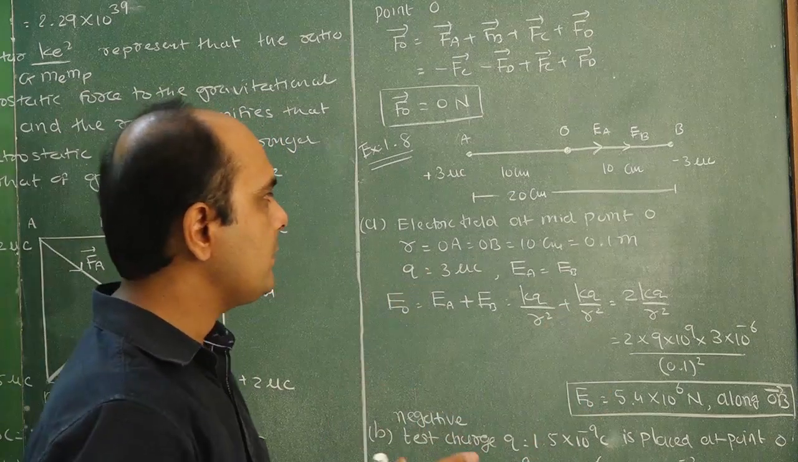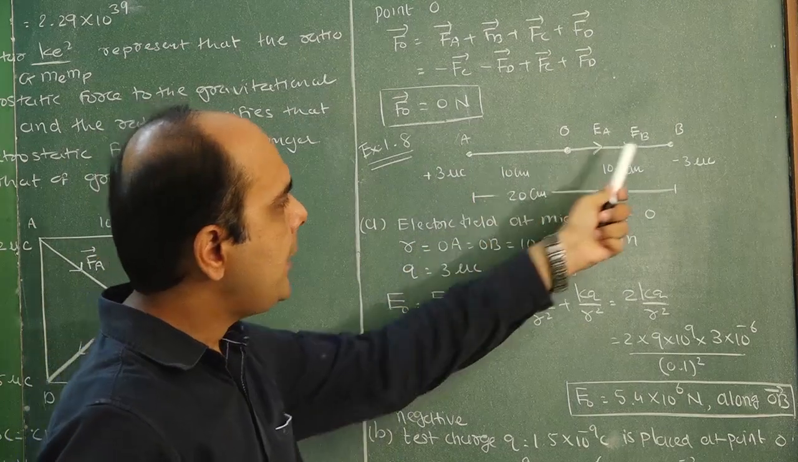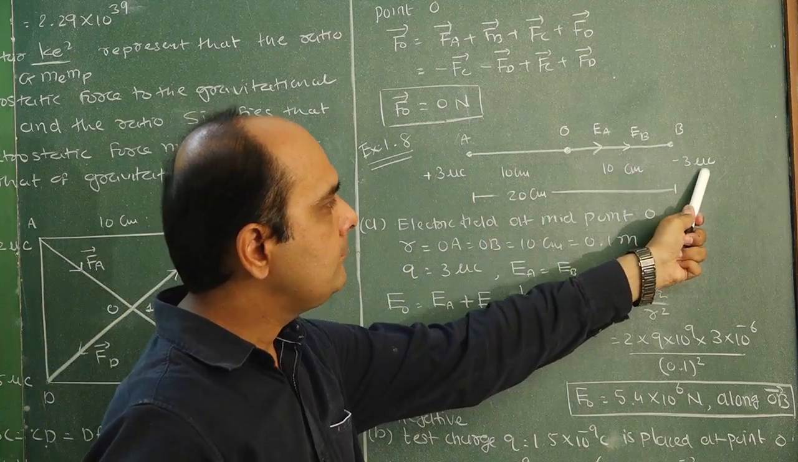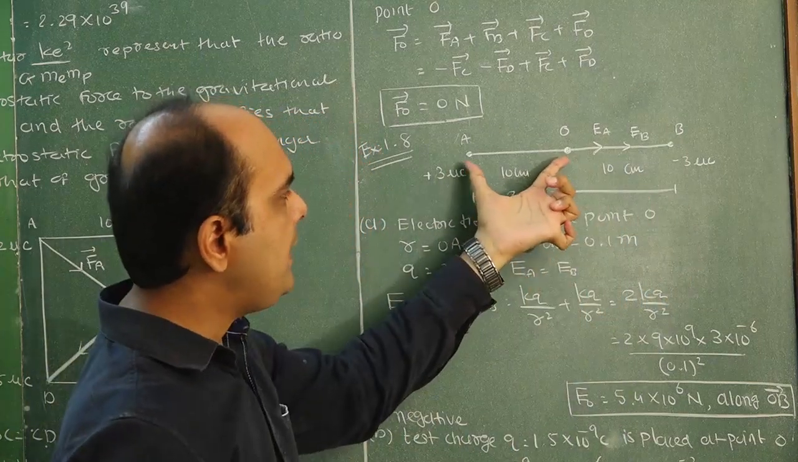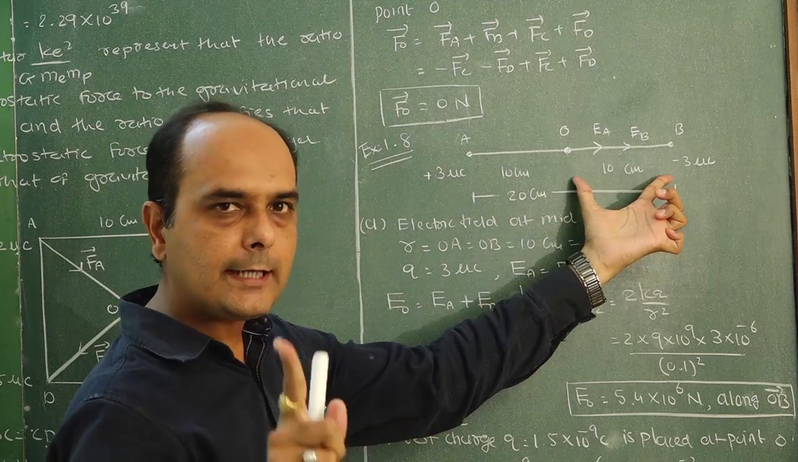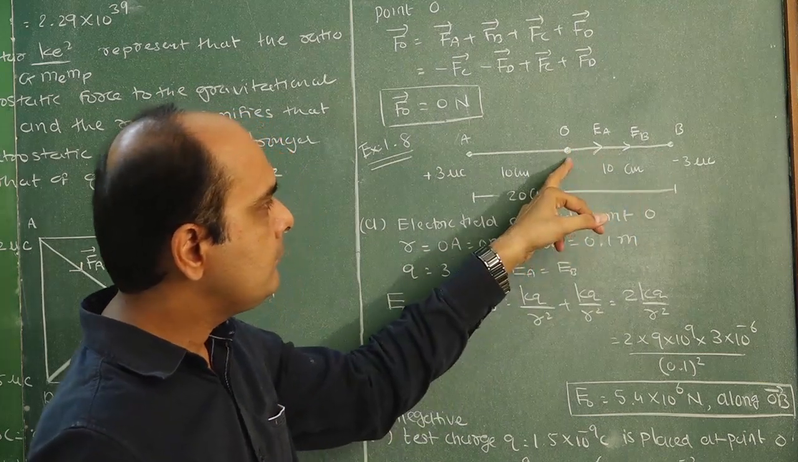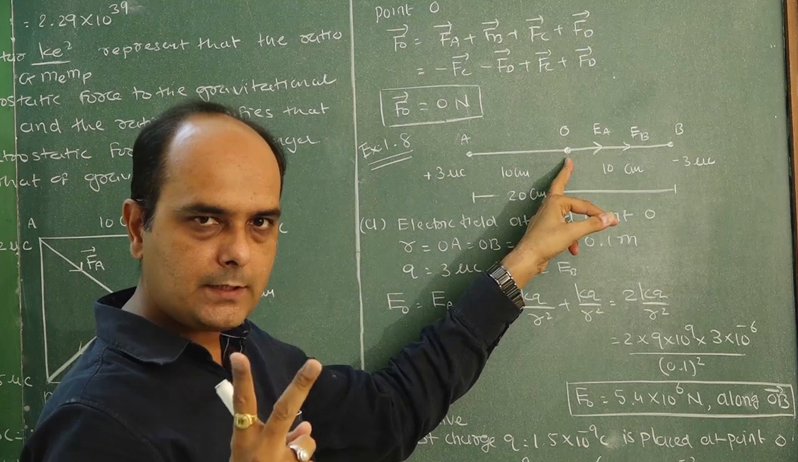So there are two charges. At point A, plus 3 microcoulomb. At point B, minus 3 microcoulomb. Separation between them is 20 cm. So from the midpoint, this is 10 cm, this is again 10 cm. First question, calculate the electric field at point O. Total number of charges are 2.